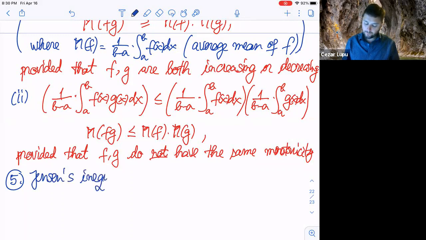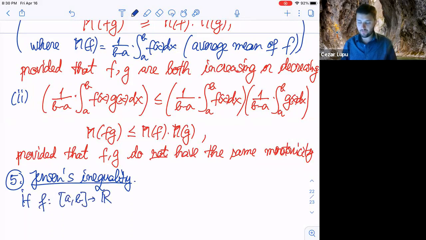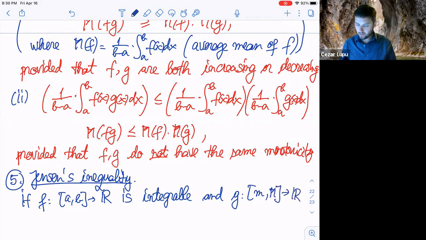But this time, I'd like to talk about its integral version. So it says the following. It says a pretty nice statement. If f, let's say it's a function defined on [a, b], real valued, is integrable, and we define another function, let's say g, on another closed interval, let's say [m, M], and again, this will be real valued, continuous and convex.